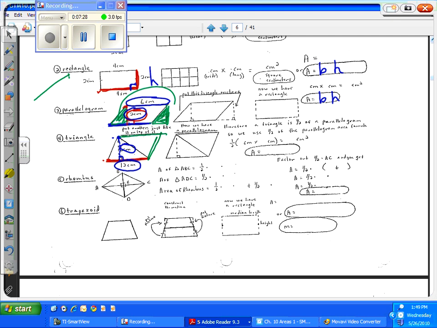Well, if you took another triangle congruent to that one and set it on top of it, you would have a parallelogram. So a triangle is half of a parallelogram. If the parallelogram formula is base times height, then the triangle would be half of that, 1/2 base times height. So the formula for area of a triangle is 1/2 base times height.